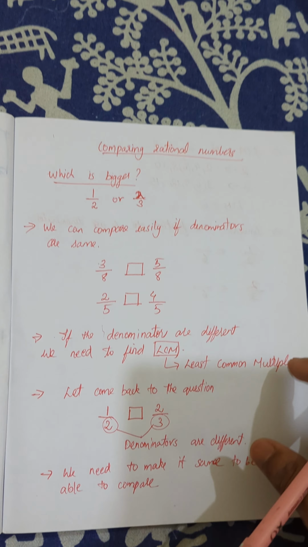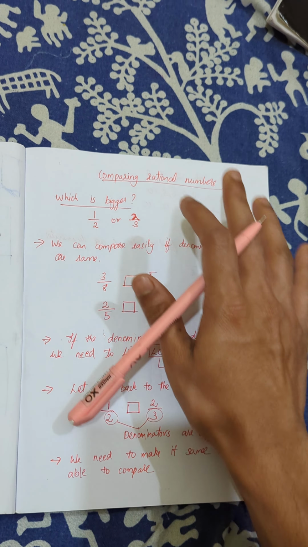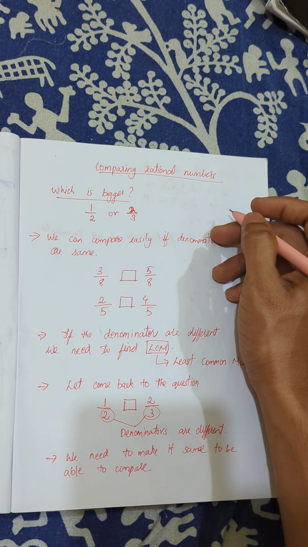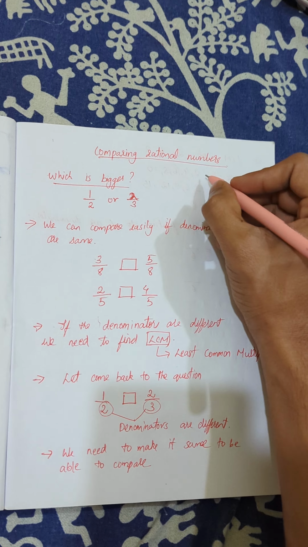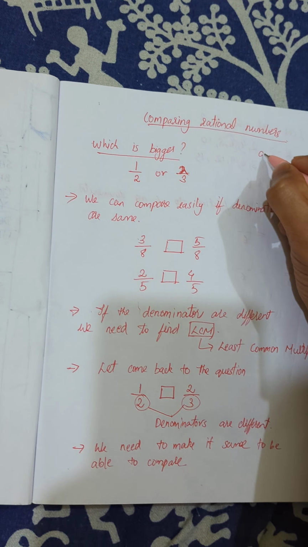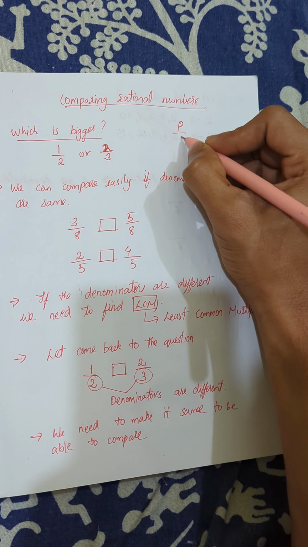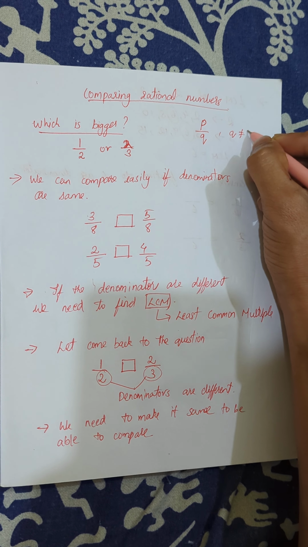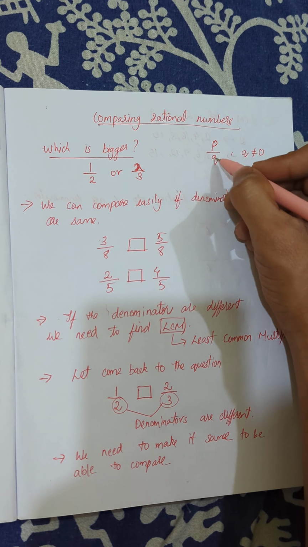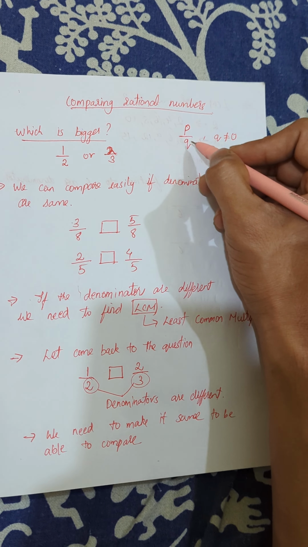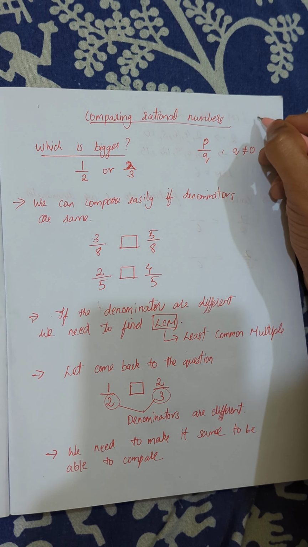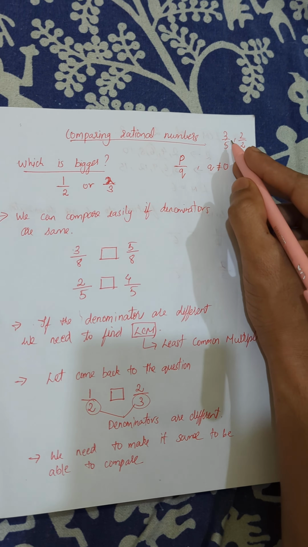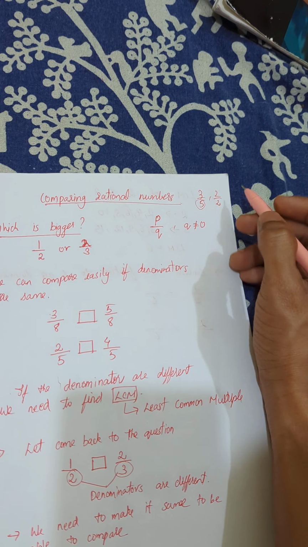Okay. So in this chapter, we learned what a rational number is, right? We learned that a rational number can be written in the form of P by Q, where Q is not equal to 0, right? So P by Q is a fraction, like 3 by 5, 2 by 2, any fraction, but the only condition is the denominator should not be 0.